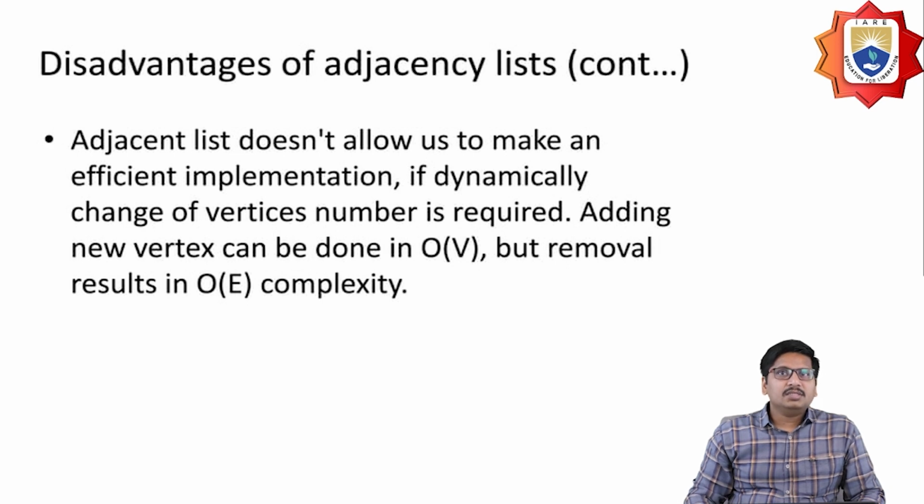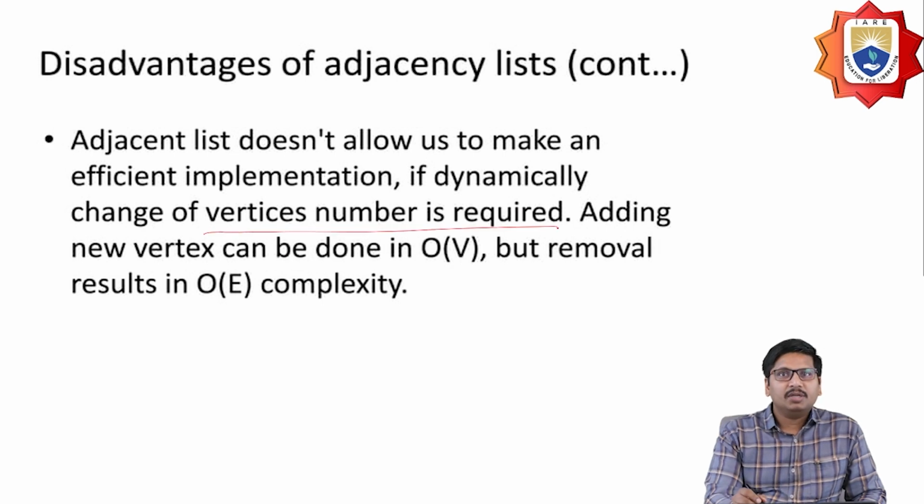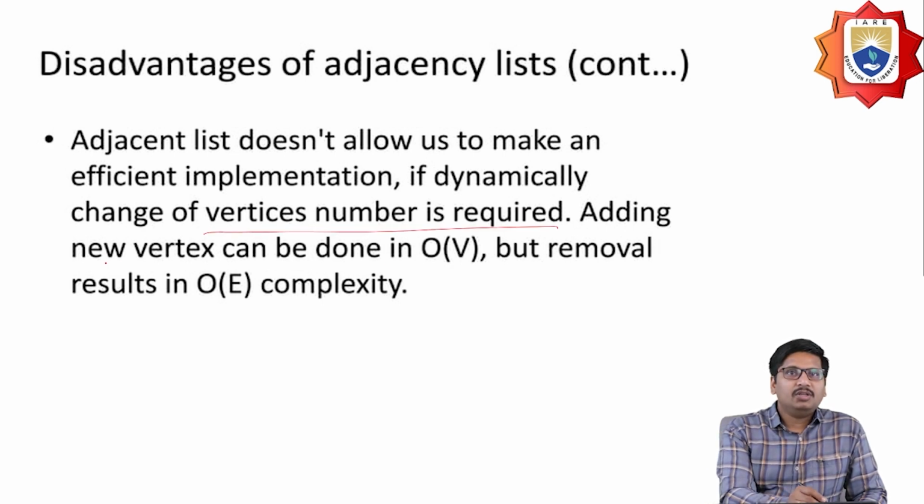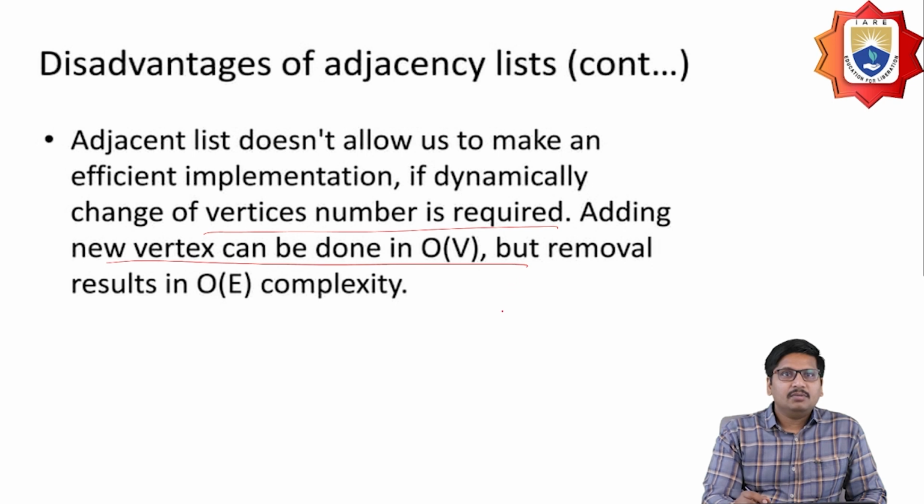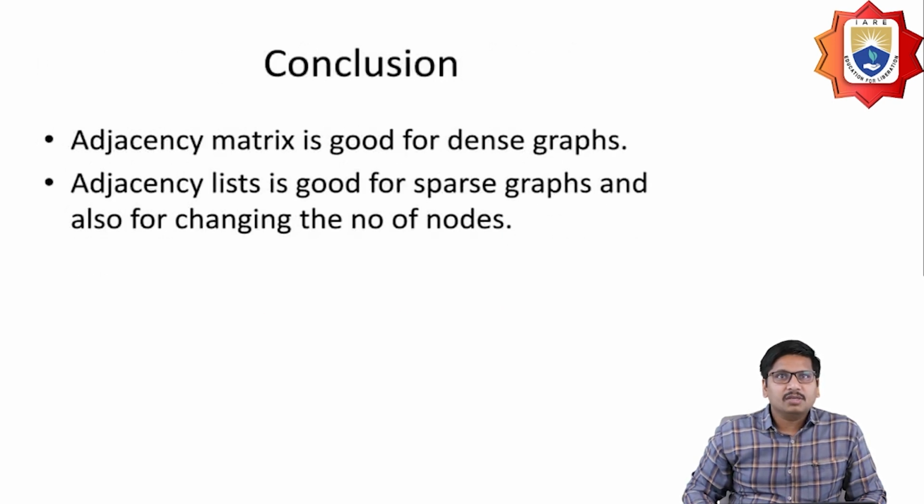So the adjacency list does not allow an efficient implementation, and if a dynamic change in the number of vertices is required, then adding a new vertex can be done, but removal results in a higher complexity estimate. So finally, I conclude that the adjacency matrix is good for a dense graph, and the adjacency list is good for a sparse graph, and also for a changing number of nodes.